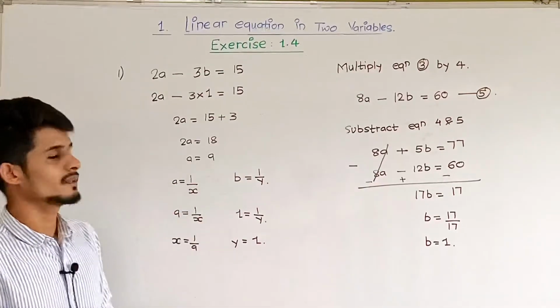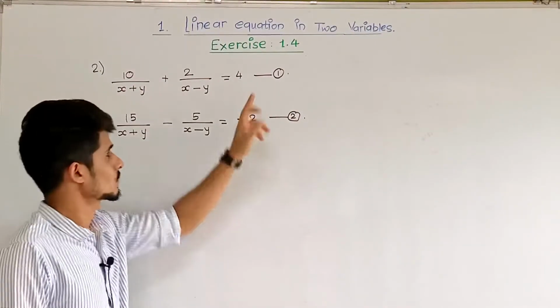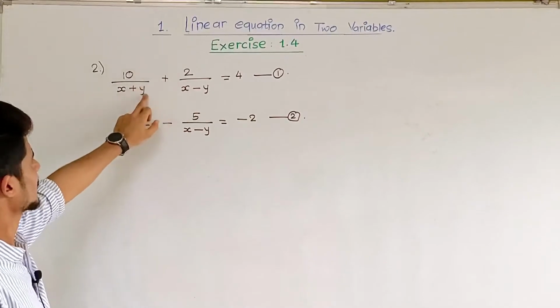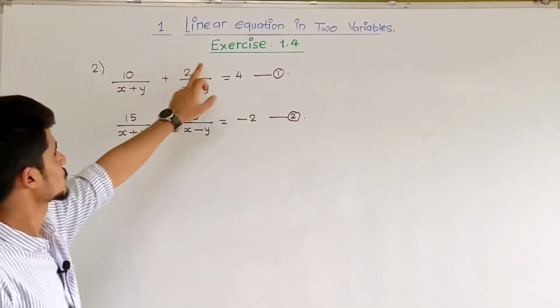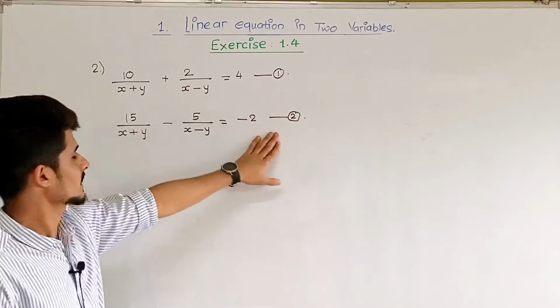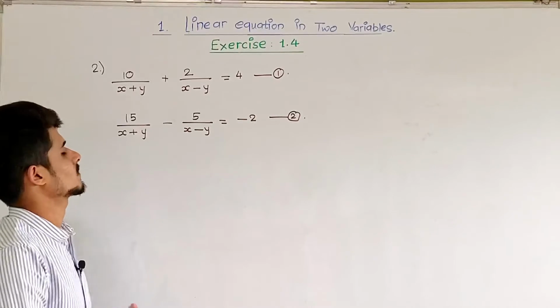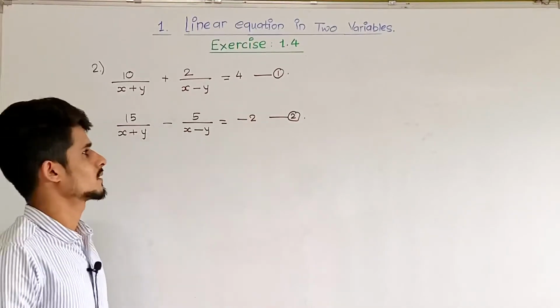So similarly we'll solve question number 2. So this is question number 2. As you can see, there are two equations. Equation 1 is 10 by x plus y plus 2 by x minus y is equal to 4. Similarly, the second equation is 15 by x plus y minus 5 by x minus y is equal to minus 2.